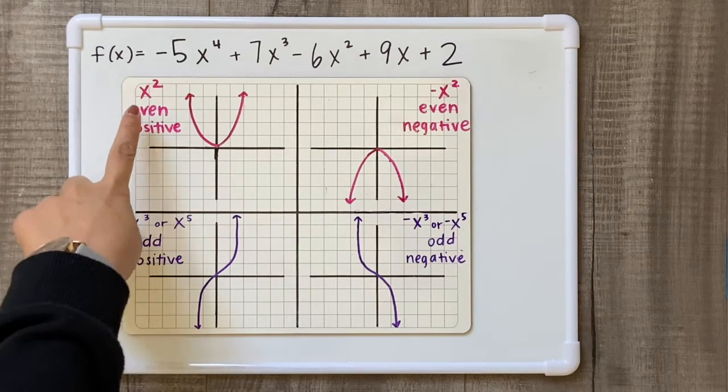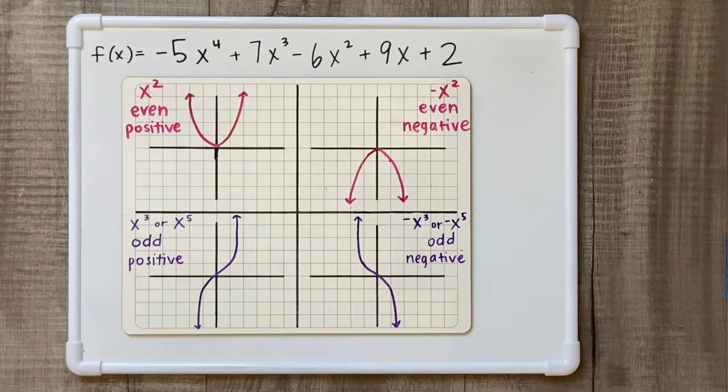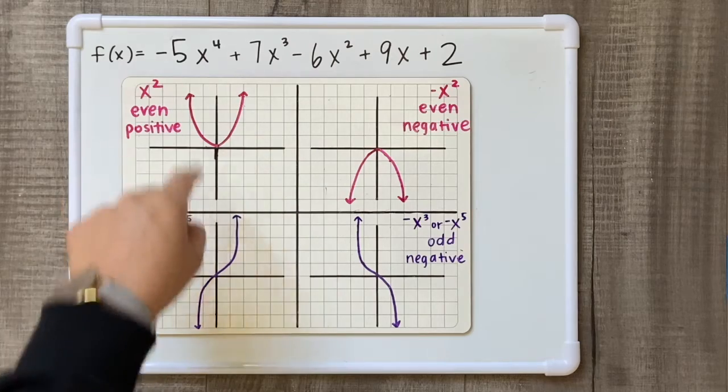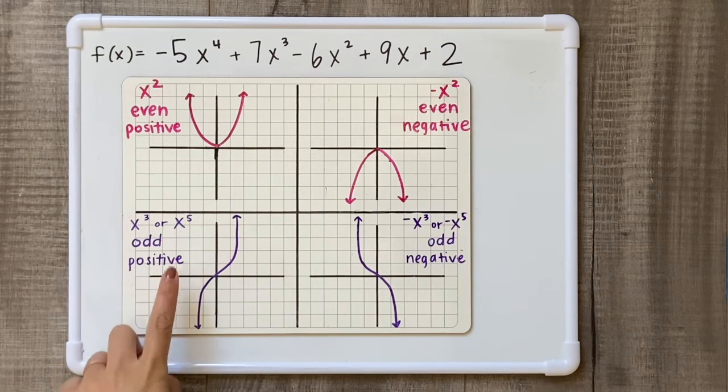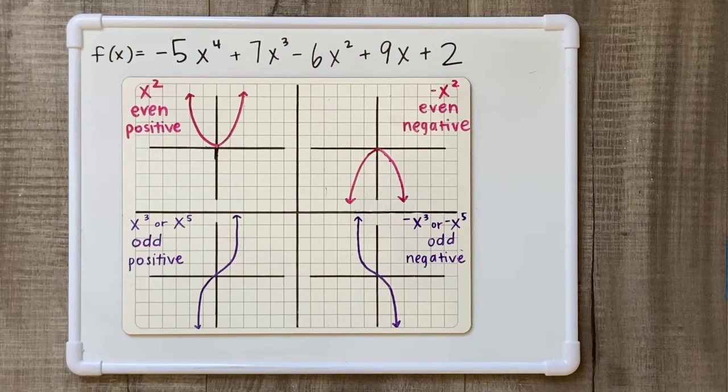So if there's no negative in front of the x squared or x to the 4th, it's going to go up like that. And then if there is a negative in front of your x squared or x to the 4th term, then the function's going to point down like that. And then if the function has an x cubed or x to the 5th or x to the 7th, it's going to go like that. And then if you have a negative in front of the x cubed or x to the 5th, it's going to point down like that.